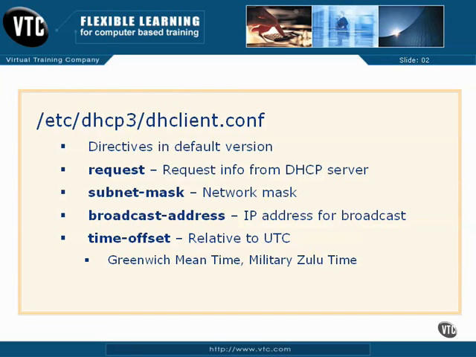When the subnet mask is coupled with the IP address, that defines the network, as well as the possible IP addresses of other systems on the local network. The broadcast address specifies the IP address which sends messages to all IP addresses on the local network. The time offset directive specifies the difference in time relative to UTC. That's a foreign acronym, functionally equivalent to Greenwich Mean Time, or if you prefer, U.S. Military Zulu Time.